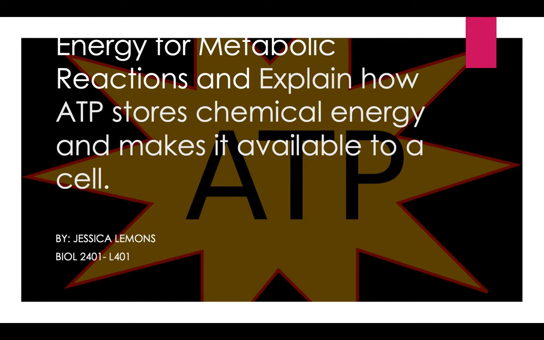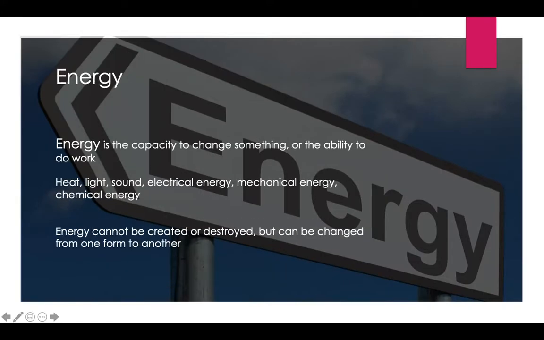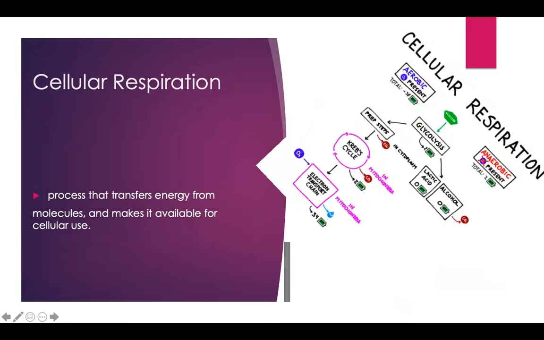Today I'll be discussing energy for metabolic reactions and explaining how ATP stores chemical energy and makes it available to a cell. First, I'm going to discuss energy. Energy is the capacity to change something, or the ability to do work. I made a list of common forms of energy, such as heat, light, sound, electrical energy, mechanical energy, and chemical energy. Energy cannot be created or destroyed, but can be changed from one form to another.